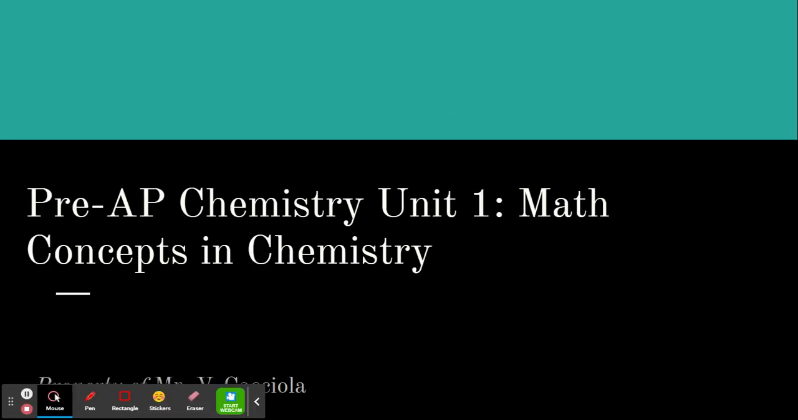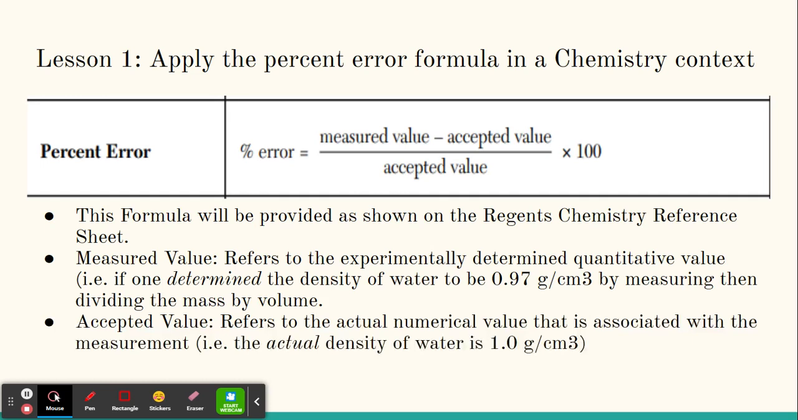So this is Unit 1, Math Concepts in Chemistry. The first lesson in this unit is applying the percent error formula in chemistry. The formula is percent error equals measured value minus accepted value divided by the accepted value multiplied by 100.